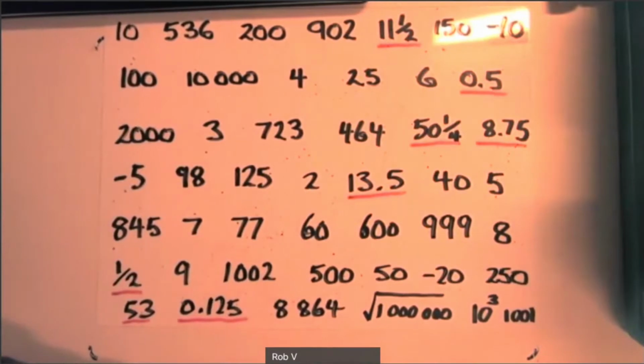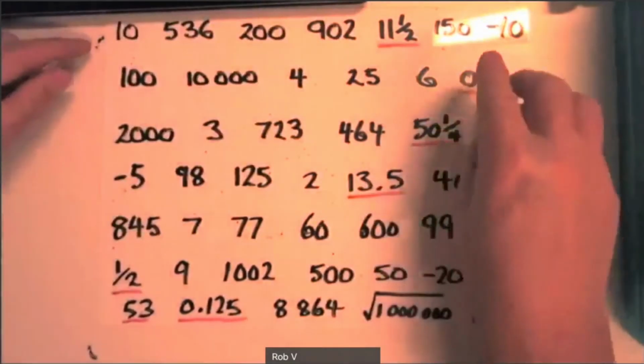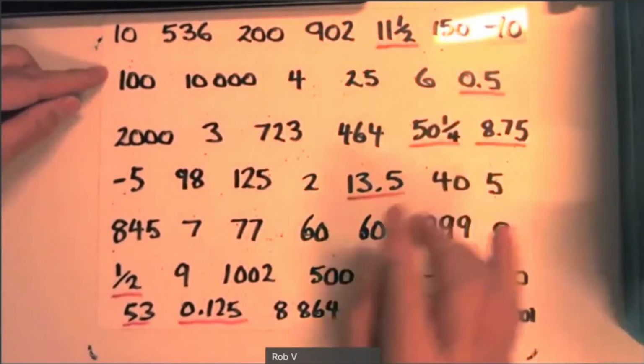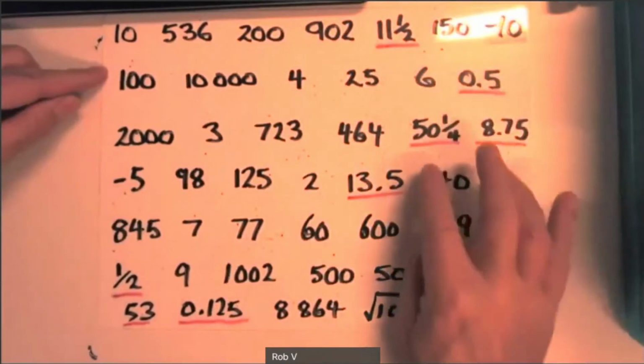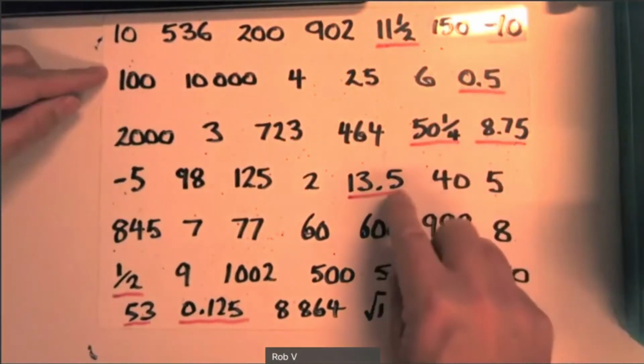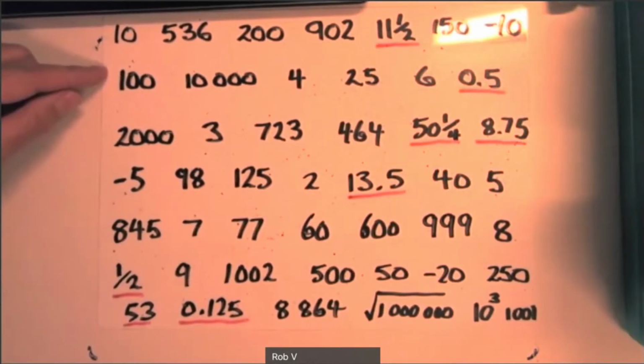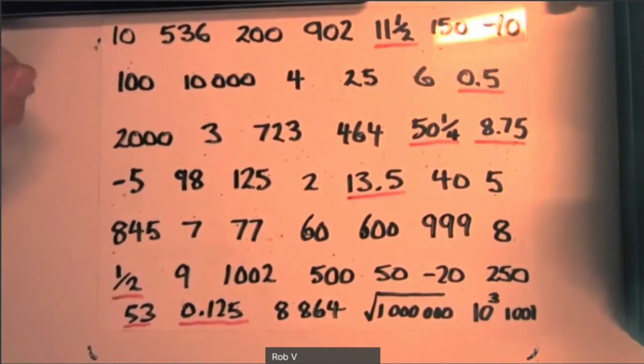Also, if you use any of the underlying numbers, I've got ones like, I don't know if you can see, there's a bit of glare on that, but there's 11.5. I've got -10 over here, 0.5, 50 1/4, 8.75, 13.5, 0.125. They are the big numbers. We're talking bonus numbers there. But you have to get to 1,000.